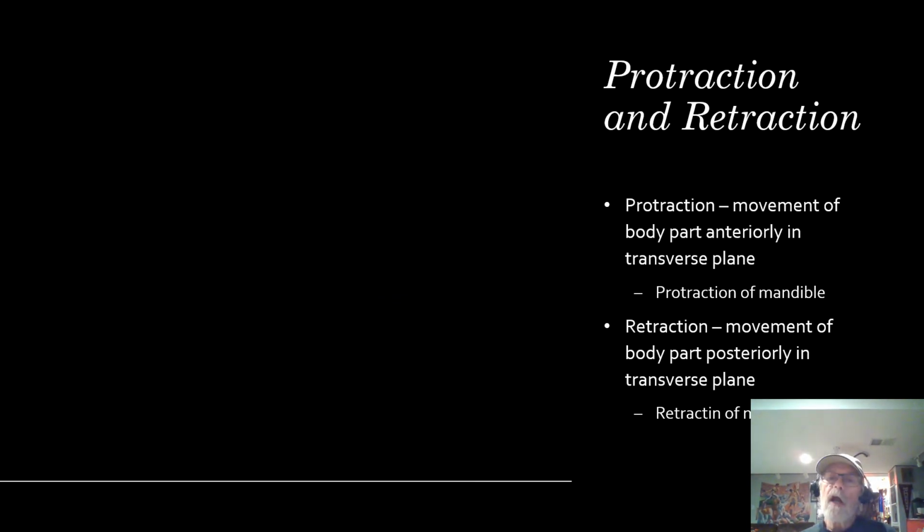Protraction and retraction. A lot of times we look at this in regards to the mandible. If you take your jaw and move it forward, sticking your bottom teeth out in front of your upper teeth, that's called protraction, the movement of a body part in an anterior direction. My mandible is moving forward compared to the rest of my skull. Now if I pull my jaw backwards, back towards my ears, which is hard to talk with, the lower teeth are now behind, or posterior to, the upper teeth. That's called retraction.